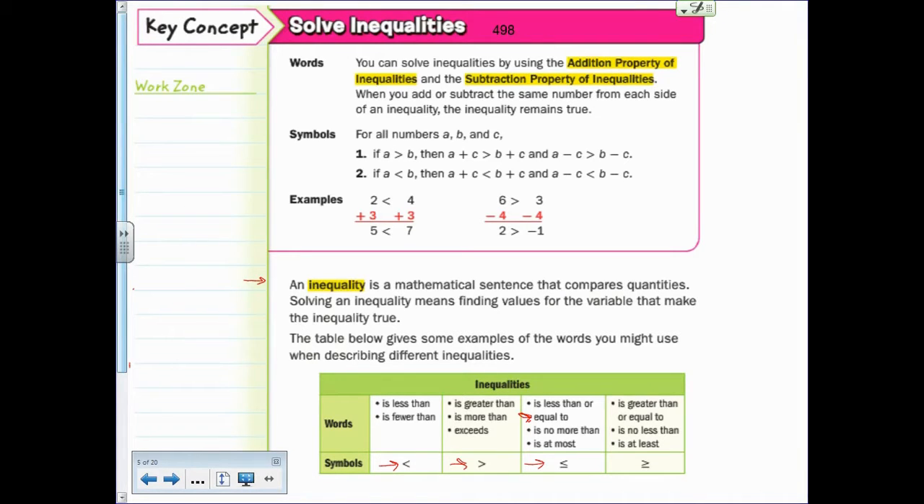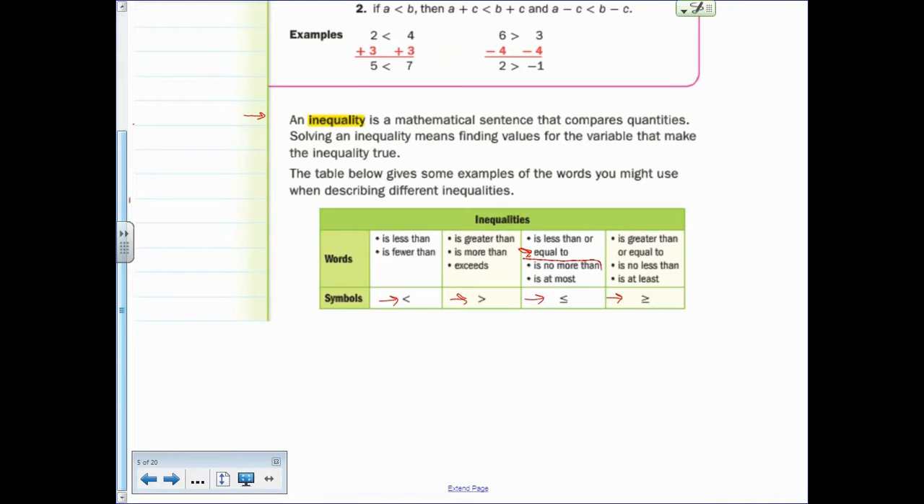Then we have over here "is greater than or equal to," "is no less than," and "is at least." Those actually represent the greater than or equal to sign. Now, I want to point something out. These words right here: "is no more than," "is at most." When you see "more" and "most," most of us would think greater. But actually, because of the words "no more" and "at most," that is the less than symbol.